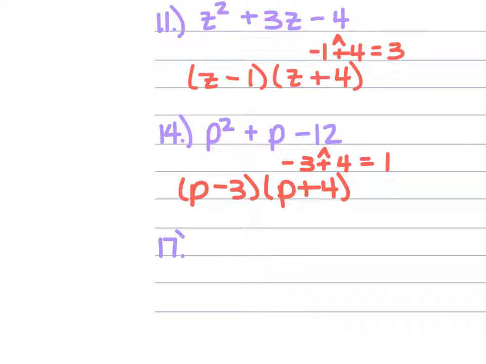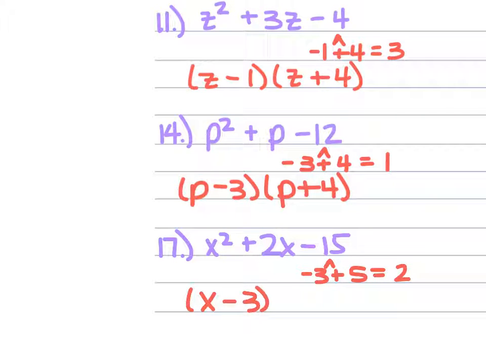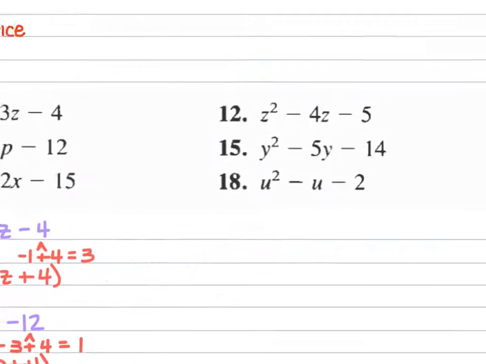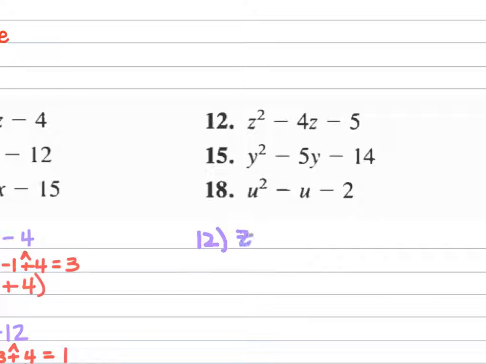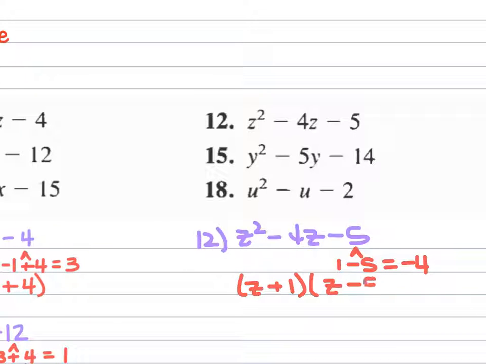And 17, we have x squared plus 2x minus 15. Your factors of negative 15 that add up to be a positive 2, we have a negative 3 and a positive 5. And that's going to give us a positive 2. So this is going to be x minus 3 times x plus 5. For 12, we have z squared minus 4z minus 5. Your factors of negative 5 that add up to be a negative 4 are a positive 1 and a negative 5. So this is going to be z plus 1 times z minus 5.